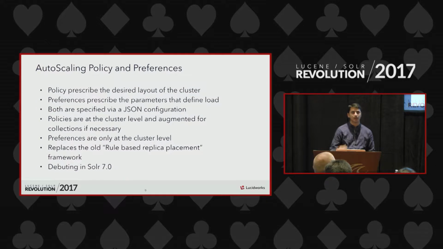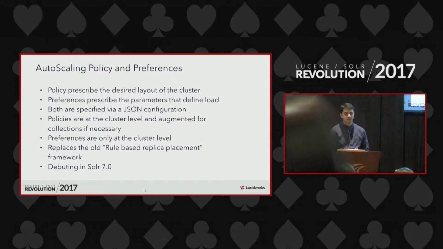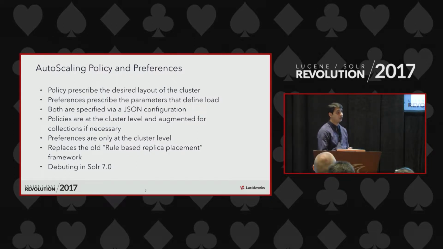So the first part, this is the answer to the first question, how do you describe an ideal cluster, is where the autoscaling policy and preferences come into the picture. The autoscaling policy describes the desired layout of the cluster. It tells you how to place the replicas and where. And the preferences tell you how to measure the load on each node, so that at any given time, you can know which is your most loaded node in the cluster, and which is your least loaded node. And that information can help you figure out how to rebalance it.